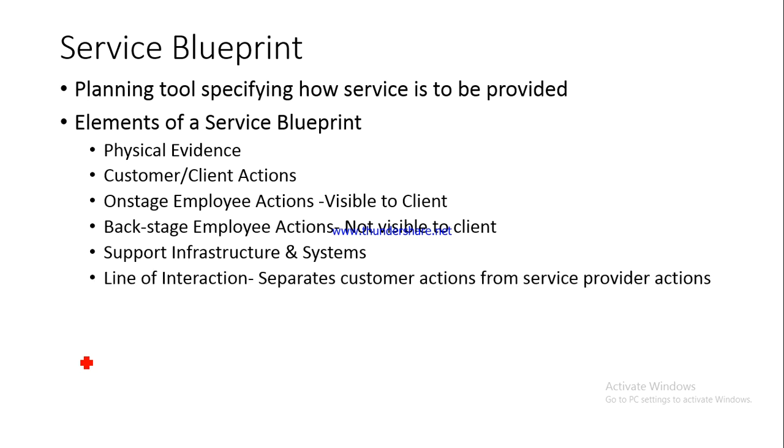Now what do we mean by line of interaction? It separates the customer actions from the service provider actions. The moment you are dealing with the waiter and you are giving him the order and he is taking it down, the invisible line that separates you from the service provider, in this case the waiter, is the line of interaction. And why is this important? The line of interaction separates the two entities which will be dealing with each other in close contact, face-to-face interaction. For example, in the restaurant, the customer was having a close interaction with the waiter.